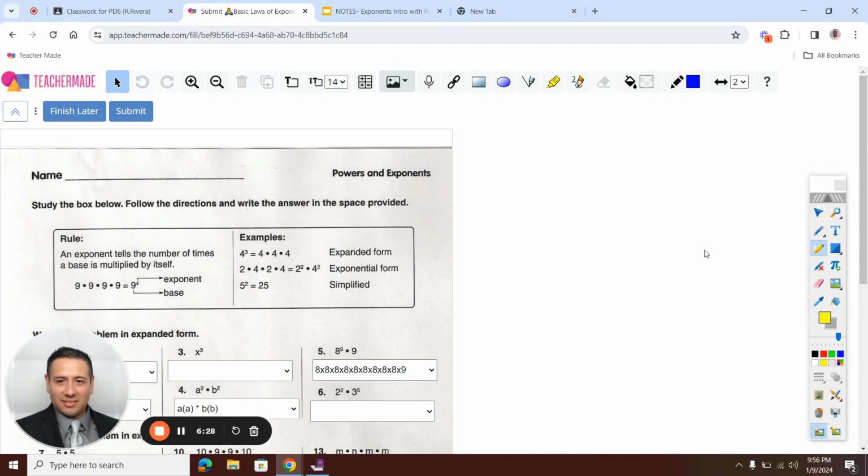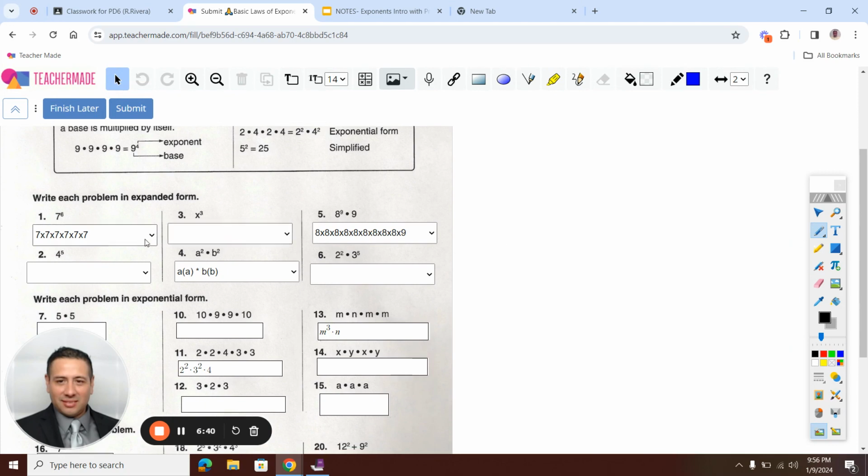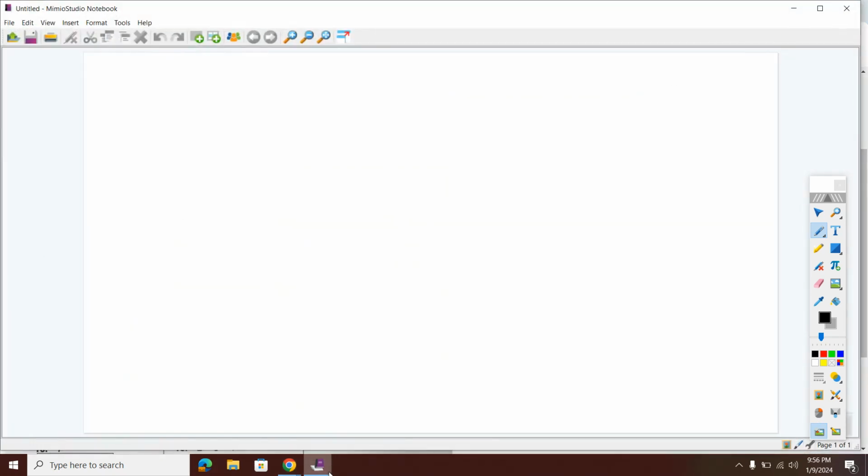So what you're supposed to have done at home is, for example, this is 7 to the 6th power. So I can go to my, it's okay, 7 to the 6th power.